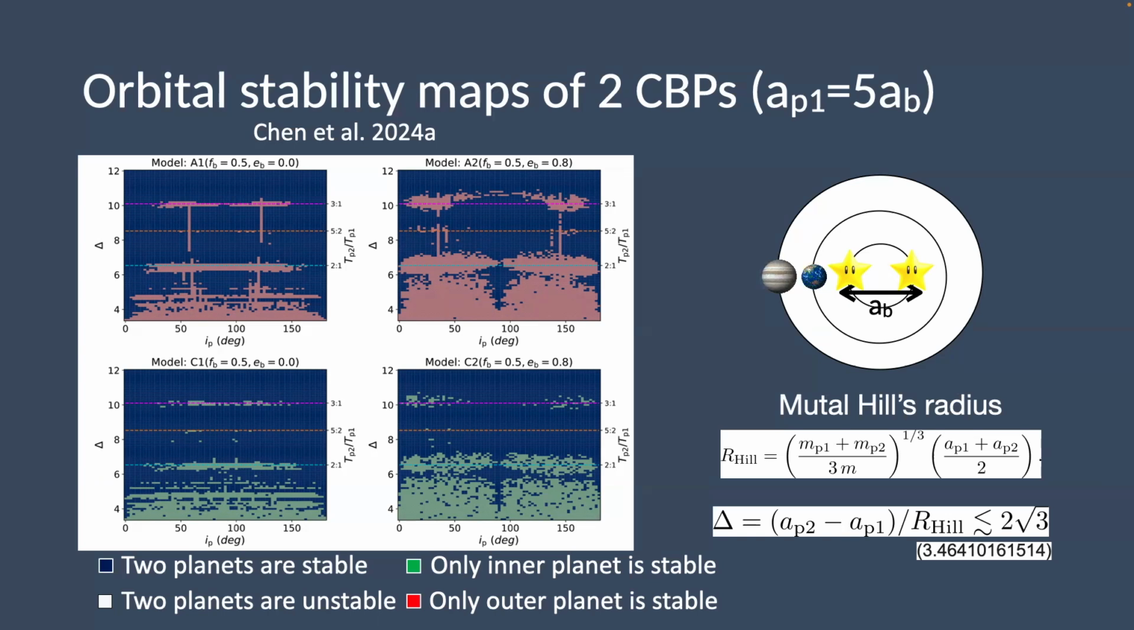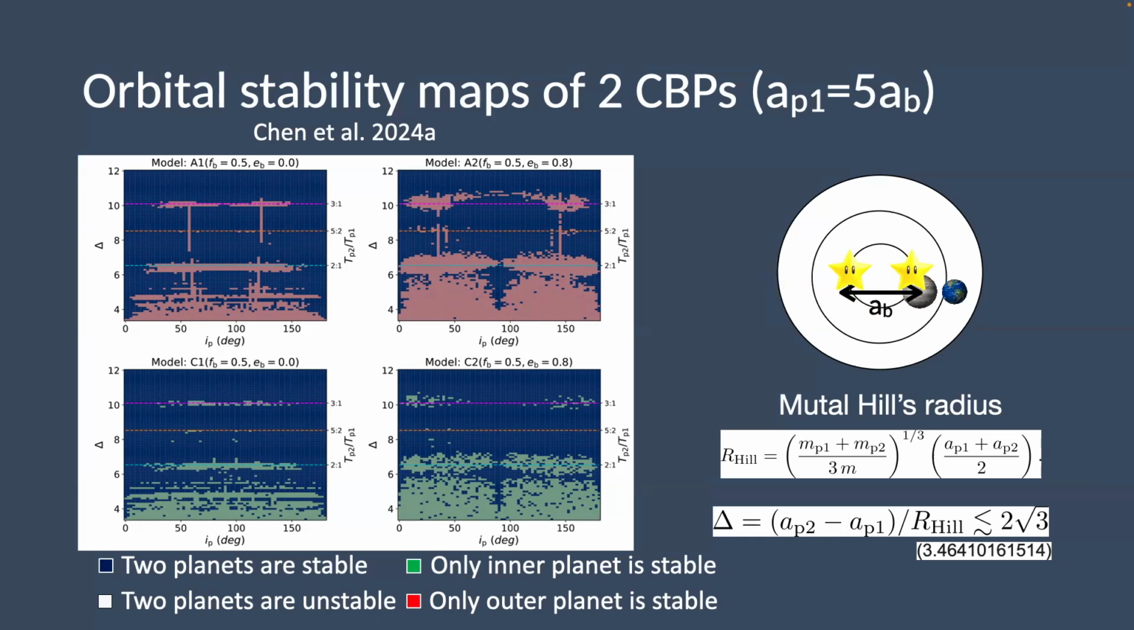And on the right panel, you can see we consider the planets around the eccentric binary. In this eccentric case, you can see the unstable orbit region expands, and then you have more unstable orbits in the 2:1 and 3:1 resonances, and even inside the 2:1 resonance.